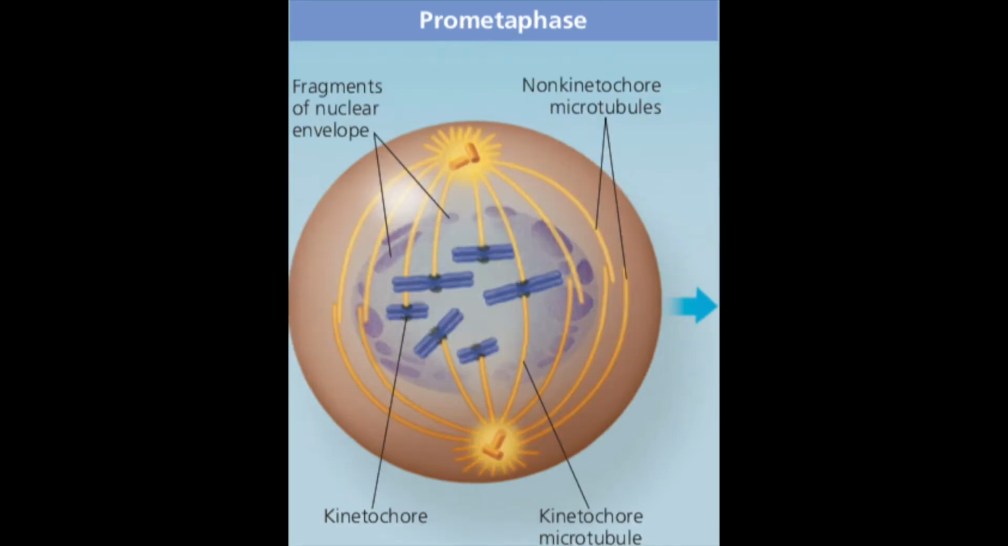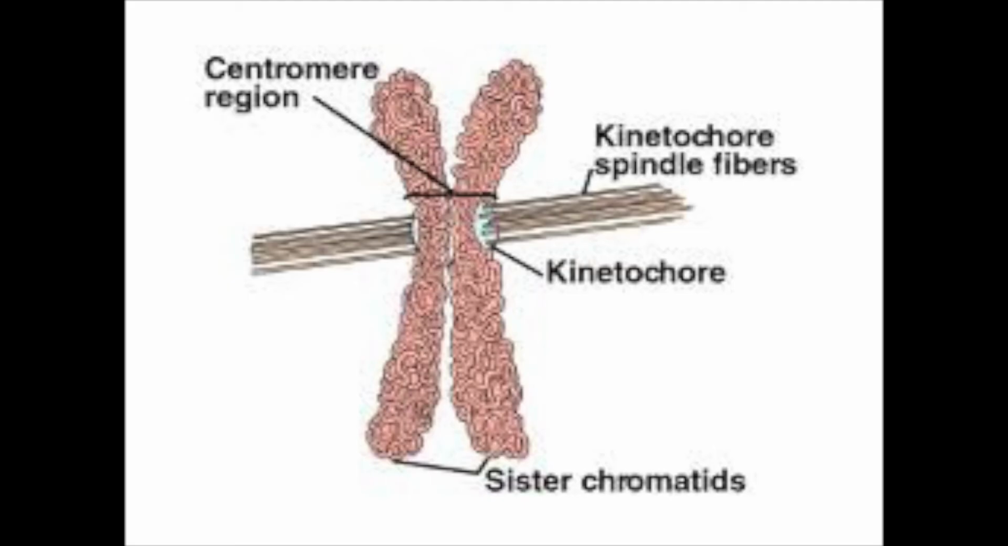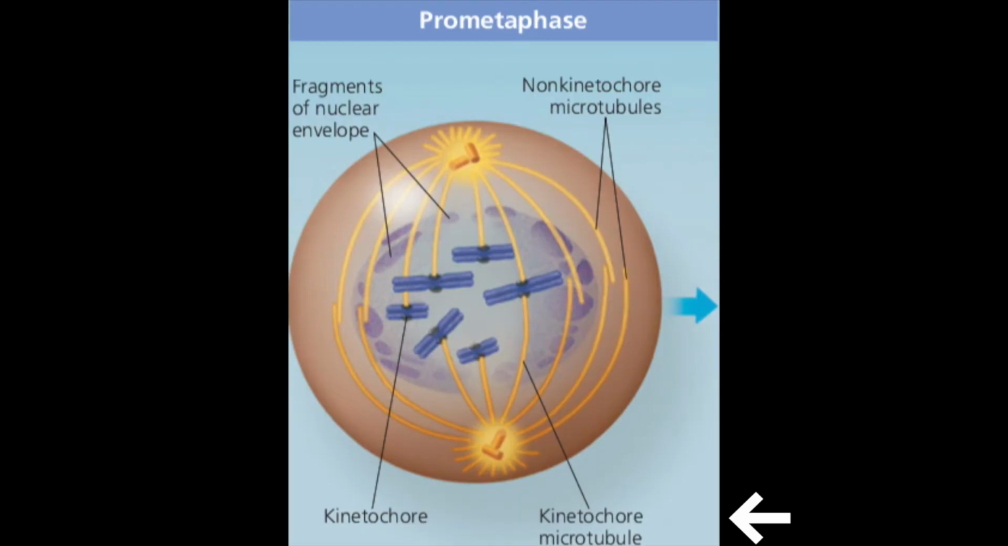In prometaphase, the nuclear envelope breaks, allowing the microtubules to invade the nuclear area. The chromosomes condense more, and each of the two chromatids have a specialized protein structure, called a kinetochore, attached at the centromere. Some microtubules attach to the kinetochore, becoming kinetochore microtubules, and this pulls the chromosomes back and forth until they settle in the center. Other microtubules, the non-kinetochore microtubules, interact with their counterparts from the opposite pole of the spindle.